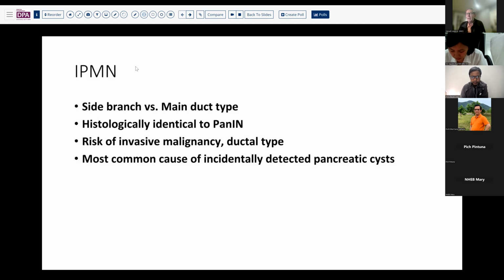So they run a very broad spectrum of biologic potential. They come in sort of two varieties, what is termed the side branch or branch duct IPMN, and then the main duct IPMN. Histologically, the cells look very, very similar, probably the same type of cells that we see in what is also described as pancreatic intraepithelial neoplasia. And as a consequence, these do have this risk of developing malignancy. That is usually a ductal type of adenocarcinoma.